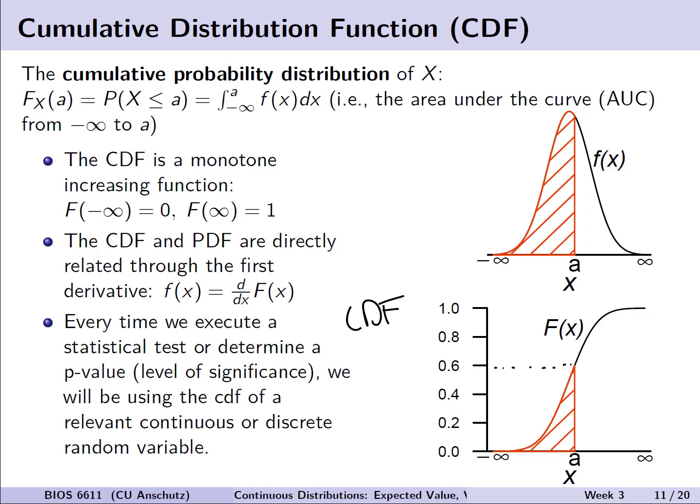One of the useful things to know about the CDF, and we're not necessarily going to explicitly refer to this going forward, is that every time we execute a statistical test or determine a p-value or some level of significance, we're really using the CDF of a relevant continuous or potentially discrete random variable to come up with that p-value. Because again, we're looking at the probability of something that's at or less than or potentially greater than some given value such as a on the slide here.